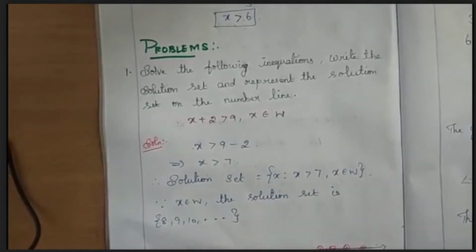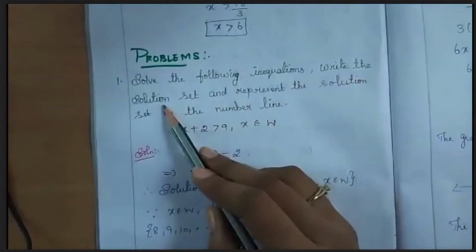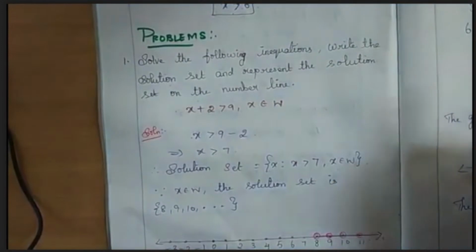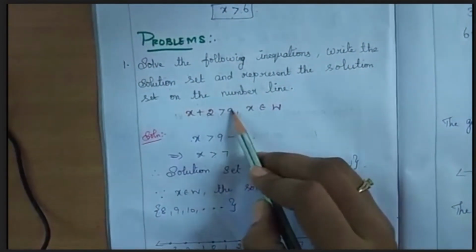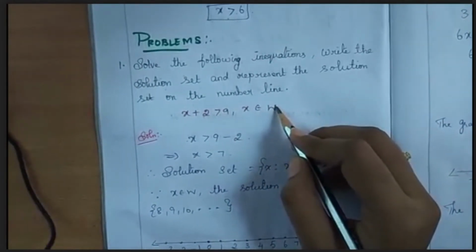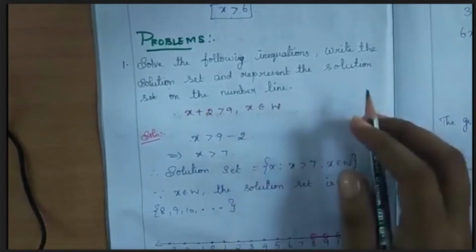Now let's go for the first problem. What is the question? Solve the following inequations, write the solution set and represent the solution set on the number line. Here the given expression is x plus 2 is greater than 9, where x belongs to whole numbers. We already know what a whole number is, right? The whole numbers start from 0, 1 and so on.